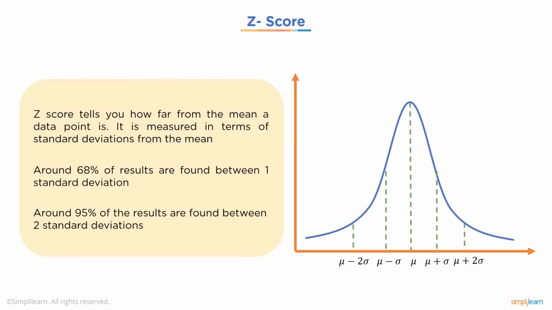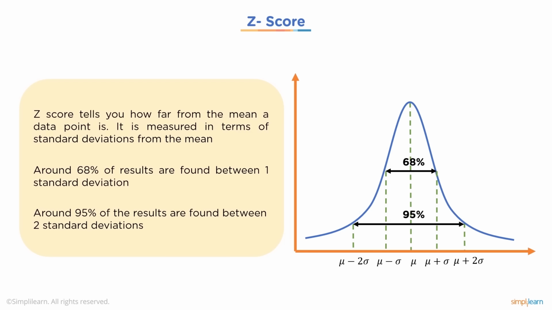The z-score tells you how far from the mean a data point is. It is measured in terms of standard deviations from the mean. Around 68% of the results are found within 1 standard deviation. Around 95% of the results are found within 2 standard deviations. And you read the symbols. Of course, they love to throw some Greek letters in there.